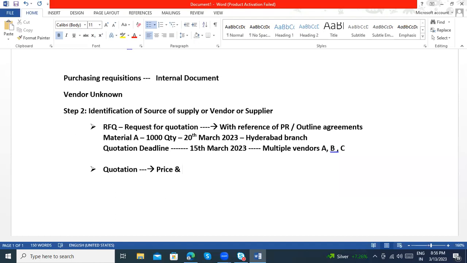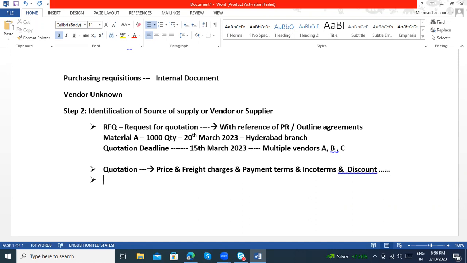Other than this one, there will be freight charges, and there will be payment terms, and there will be Incoterms, and there will be other conditions like discount, surcharges. All this information, all pricing techniques, will be there.